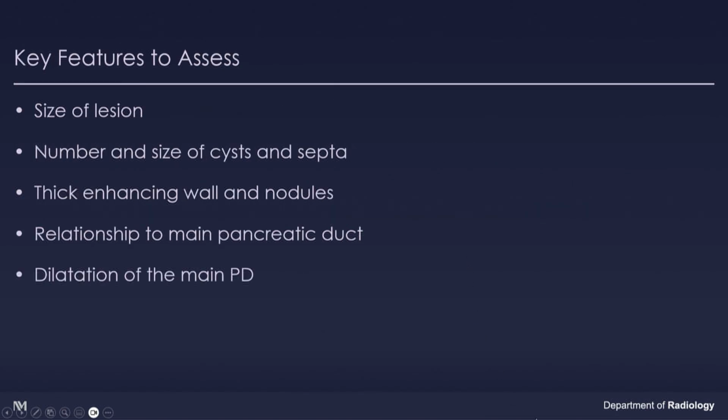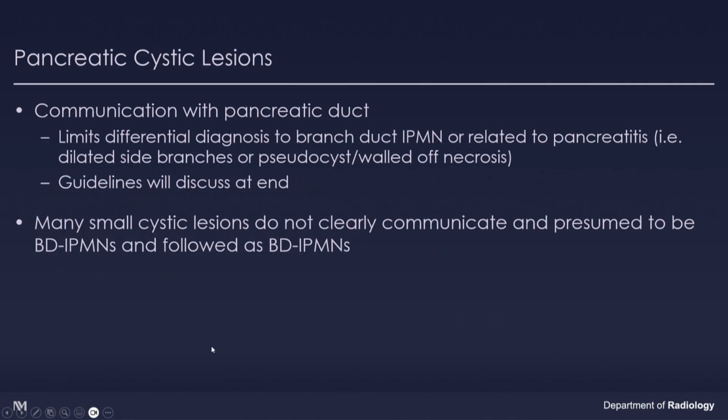So what are the key features that we want to look at? Well, we want to look at the size of the lesion. We want to look at the number and size of the cysts and the septa. We want to look if there's a thick enhancing wall, and I think that's important because it changes the differential. If there are nodules, and certainly the relationship to the main pancreatic duct and if the main pancreatic duct appears abnormal. We also want to look, as I mentioned, at the dilatation of the main pancreatic duct. And I think that's become more and more important, at least in my mind.